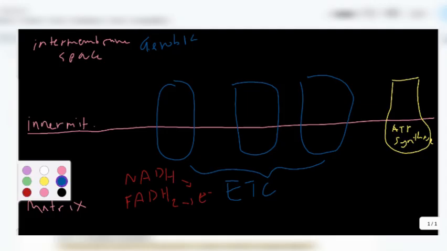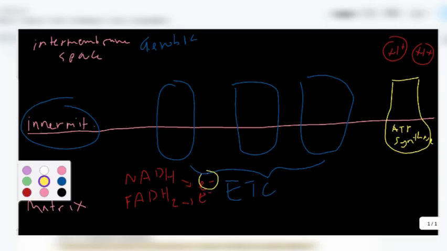As I said, these processes occur across the inner mitochondrial membrane. The ETC itself is embedded in the membrane, and chemiosmosis happens as protons move through the ATP synthase channel back into the mitochondrial matrix. As you can see, the NADH and FADH molecules donate their high energy electrons to the ETC.